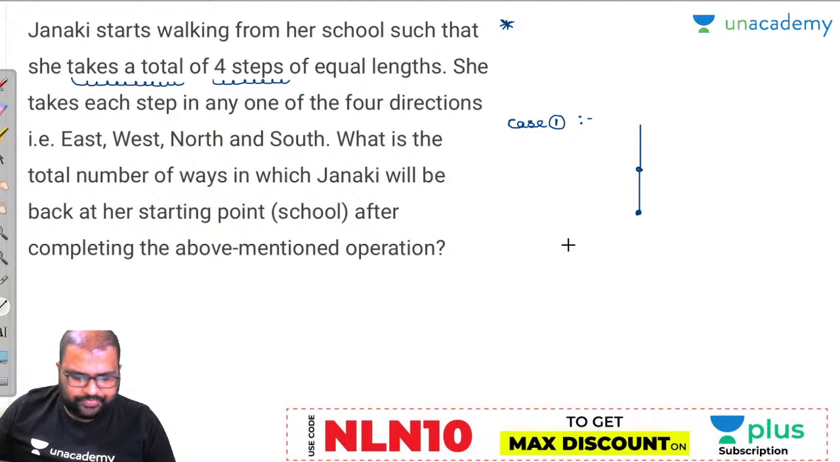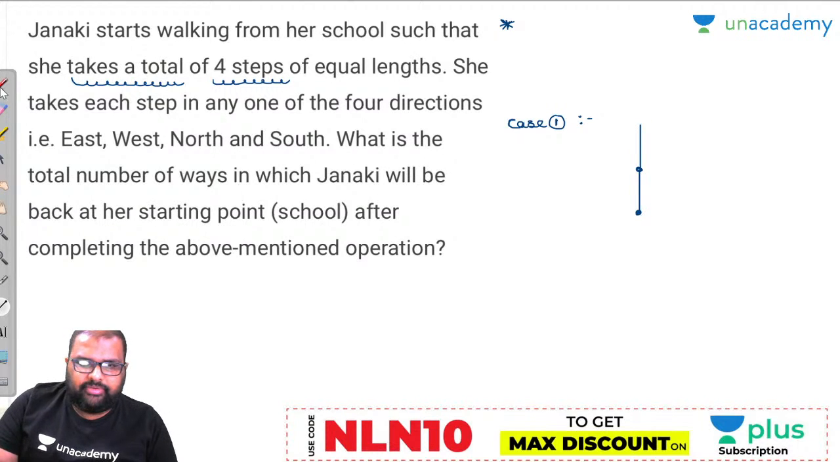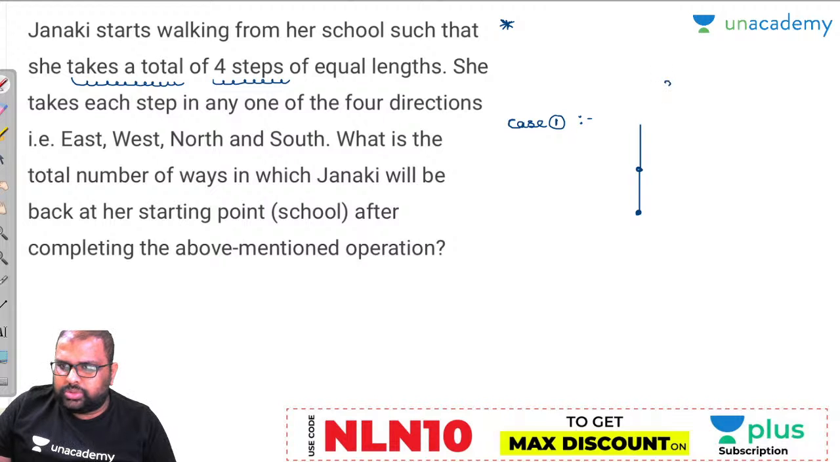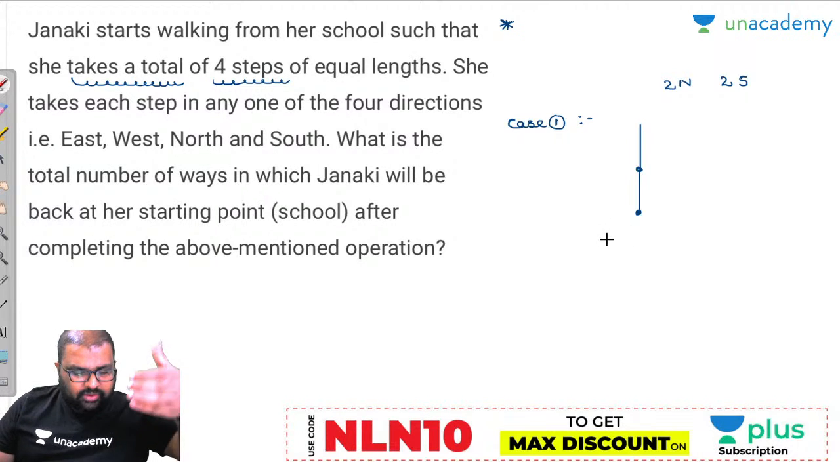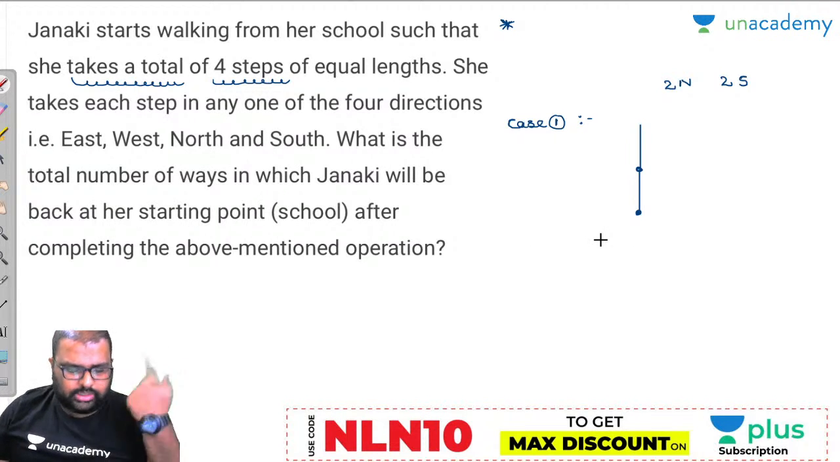Two steps are over, and again he came back, one step backwards, one step backwards, south. So finally he took 2 steps towards north and 2 steps towards south, right? In this case I wrote only one way. You have to write out all the ways using 2 north and 2 south.